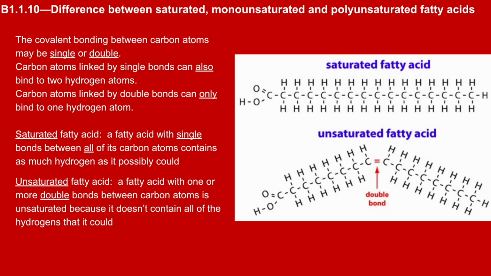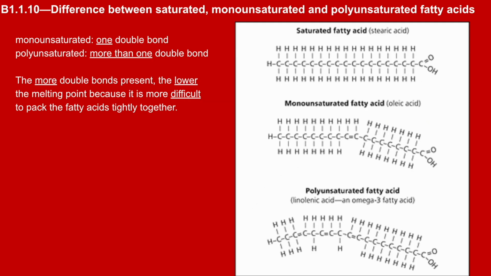Now, we have a couple different types of unsaturated fatty acids that you need to be able to distinguish between. First up, if they just have one double bond between the carbons in the hydrocarbon chain, that's monounsaturated. If they have more than one, then that's going to be polyunsaturated. Also, notice how these unsaturated fatty acids have a bend in them.